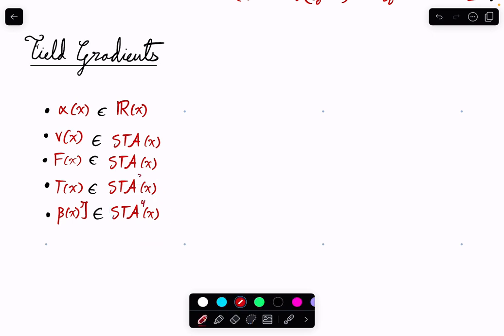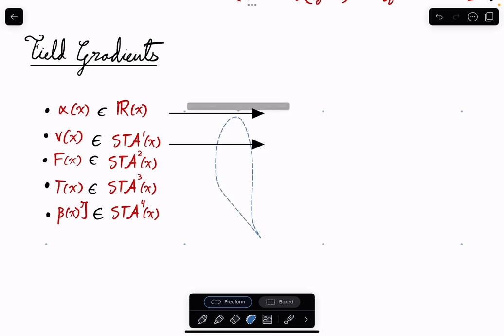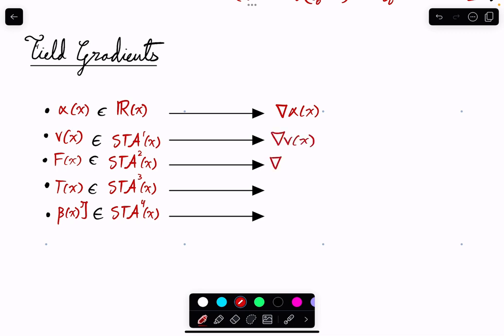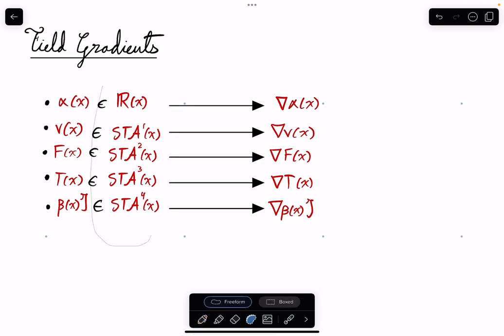So this is 4, 3, 2, 1. Well, if you take the gradients of each of these, you have the gradient of alpha of x, which creates another field, the gradient of the vector field, the gradient of the bivector field, the gradient of the trivector field, and then the gradient of the pseudoscalar field. I'll end up with these.